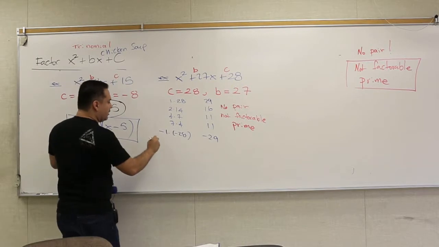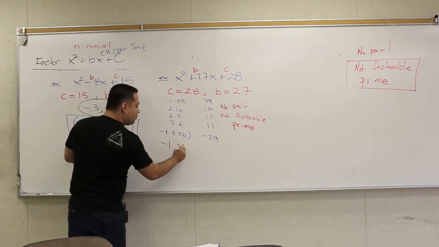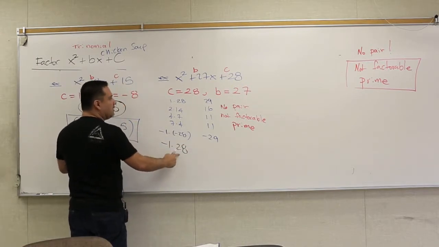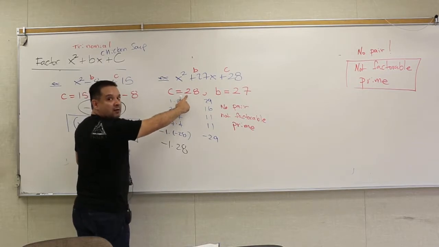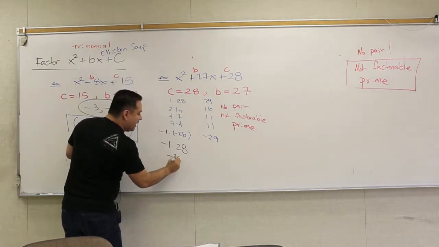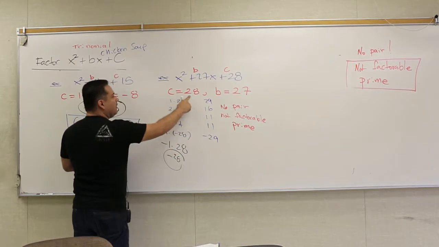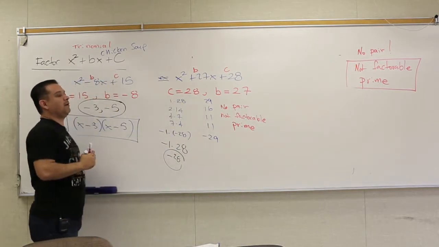Negative 1 and positive 28. Negative 1, good. Negative 1 times positive 28. What's negative times positive? This is going to be negative 28, right? This is supposed to be what? Positive 28.